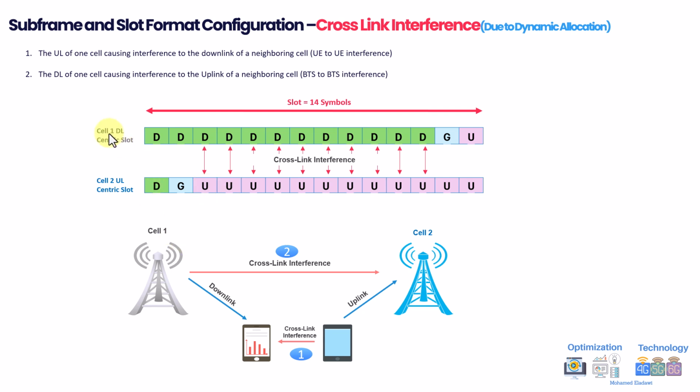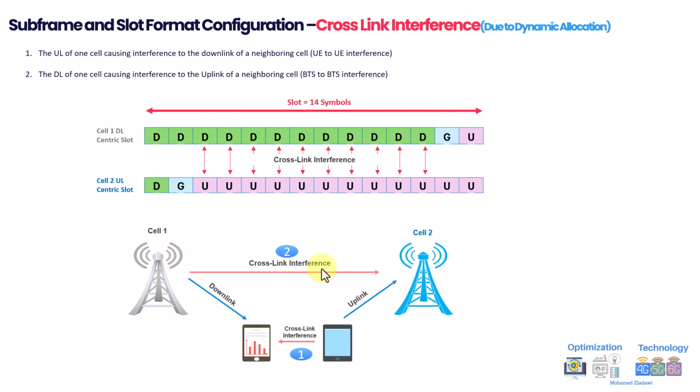For example, assume now this cell 1, which is a downlink-centric slot, is transmitting downlink at this particular symbol, while the uplink here, this one, is being used for uplink. So this cell 1 will cause cross-link interference. As you can see, this one is transmitting the downlink signal, and this one, the user, is transmitting uplink using the same frequency.